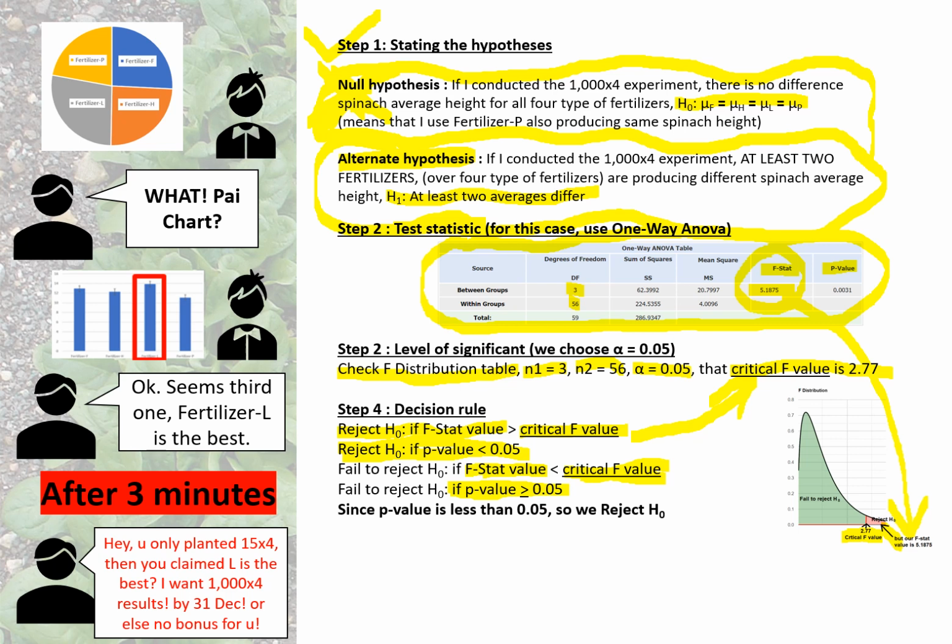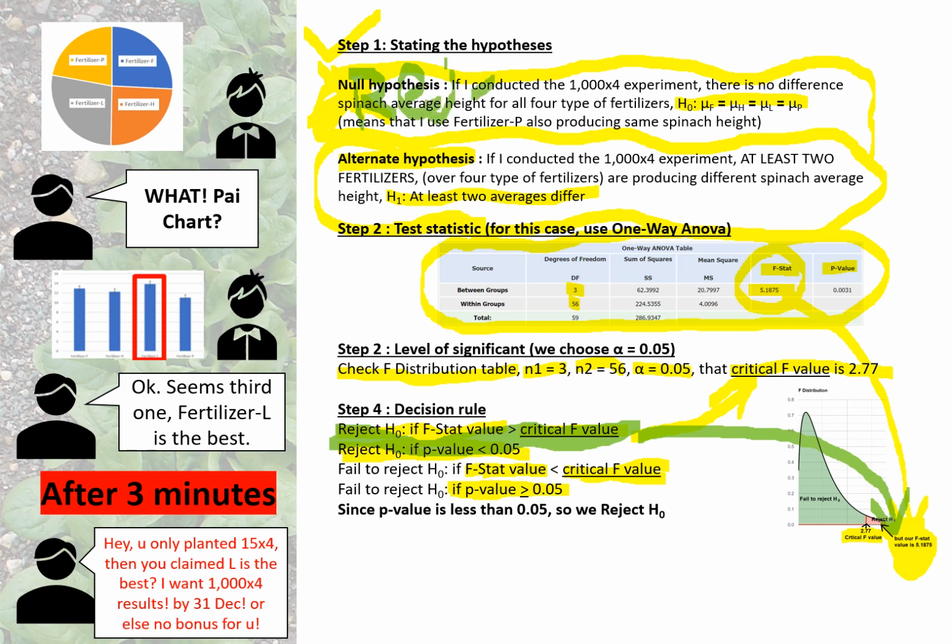For our case, what is our p-value or our F statistic value? It is here. It means that our decision should be based on which one? This one. Our decision means that we're going to reject which hypothesis? We're going to reject the null hypothesis.